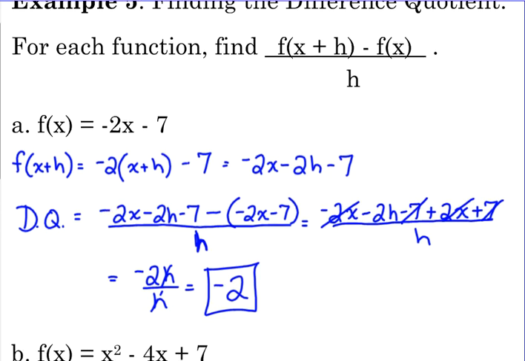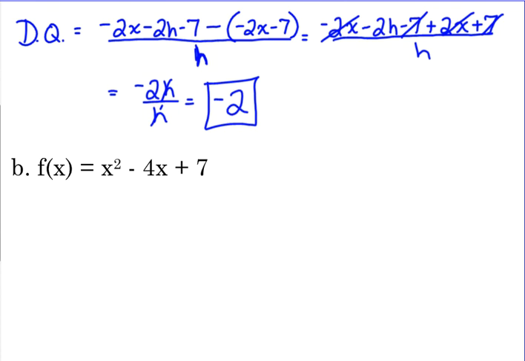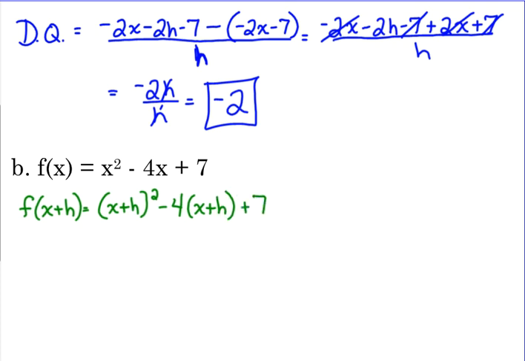Okay, let's do it with a quadratic. Okay, so here's our function: x squared minus 4x plus 7. We want to find the difference quotient for that function. So we start with f of x plus h. This is going to take just a little bit more work, but not too bad. x plus h squared minus 4 times x plus h plus 7.